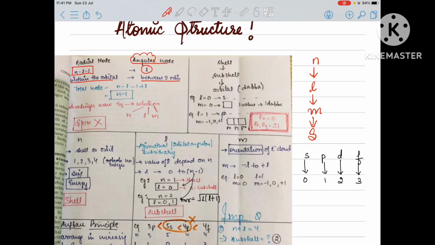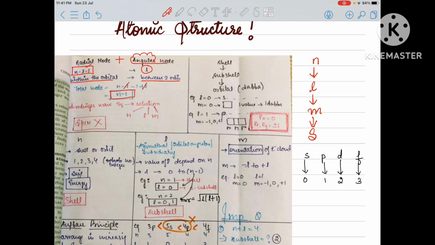Next, moving on, how do we find the total node? Add these two nodes. Radial node plus angular node gives you total node. So n minus l minus 1 plus l. This plus l and minus l cancel out to give you total nodes. The formula comes out to be n minus 1, right?